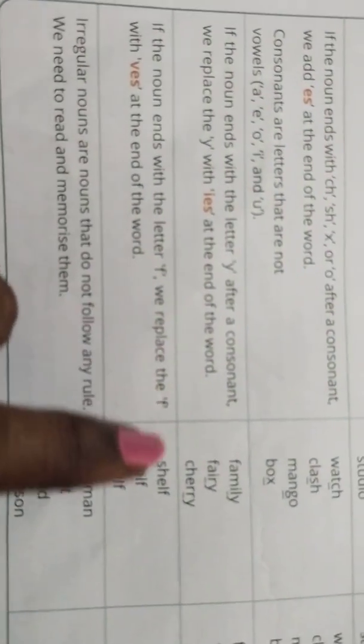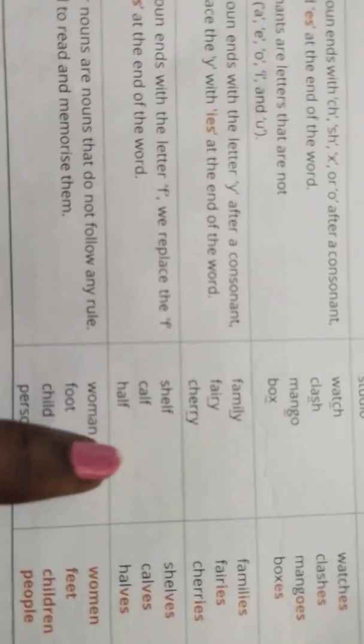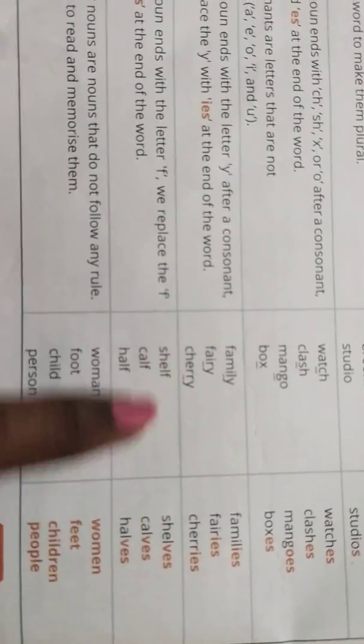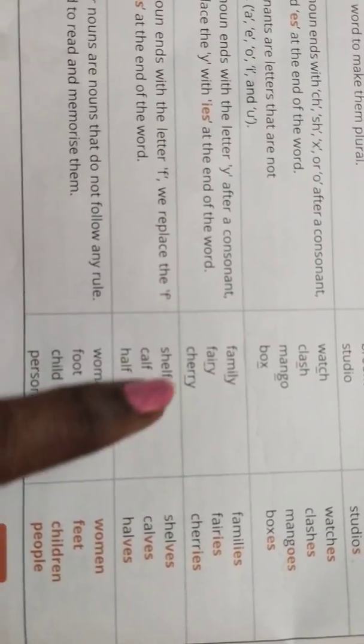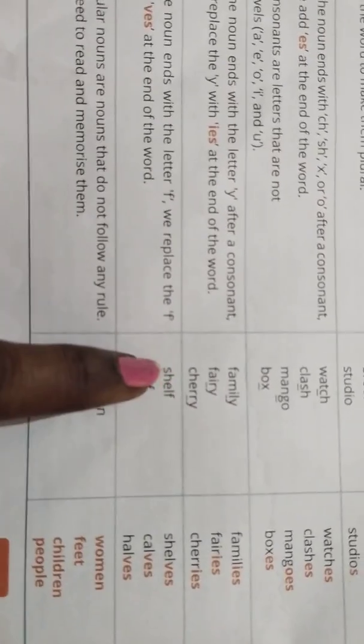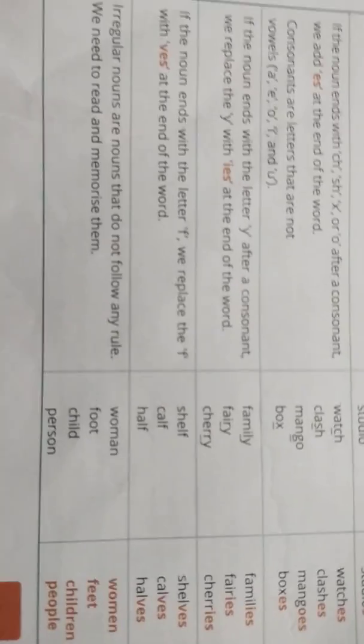Then the next rule is, if the noun ends with the letter f, we replace the f with ves at the end of the word. Shelf, calf, half. So here you can see it was replaced. Now you have to take out the f. Instead of that we add ves to it. So shelf, shelves, calf, calves, half, halves.